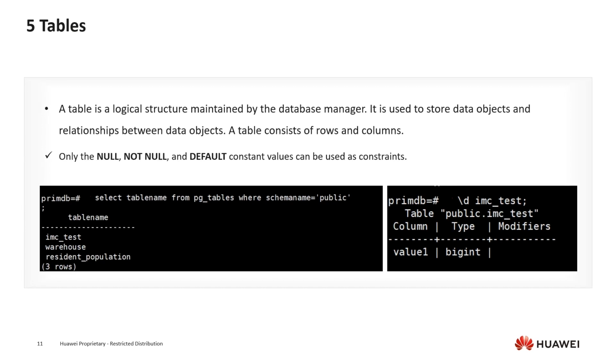Tables are the most used type of database objects, so we won't go into too much detail about basic usage here. Instead, we focus on several features, like constraints. Only the now, not now, and default constant values can be used as constraints. You can query the pg_tables system catalog to view all tables in different schemas, and run the \d command to view the definition of the current table.